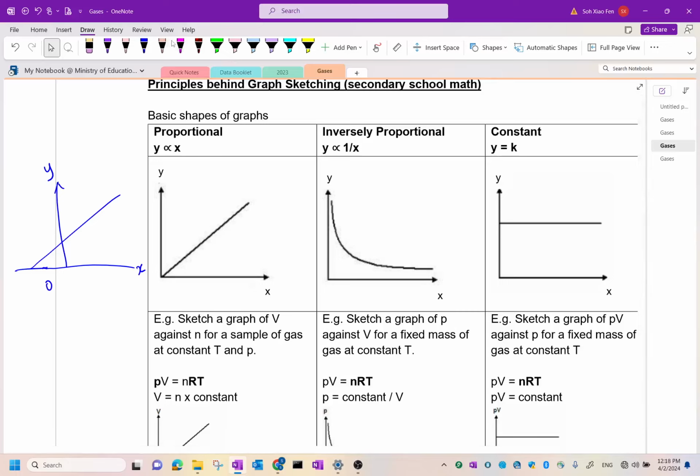The basic shape of most of the graphs that you're going to sketch will generally be of this kind. It's either y proportional to x. This is typically like the Boyle's law that we have mentioned earlier on, because this looks like a y equals kx graph, where k is a constant. So this looks like a y equals mx graph. If y is proportional to the variable x, you will expect a straight line that passes through the origin.